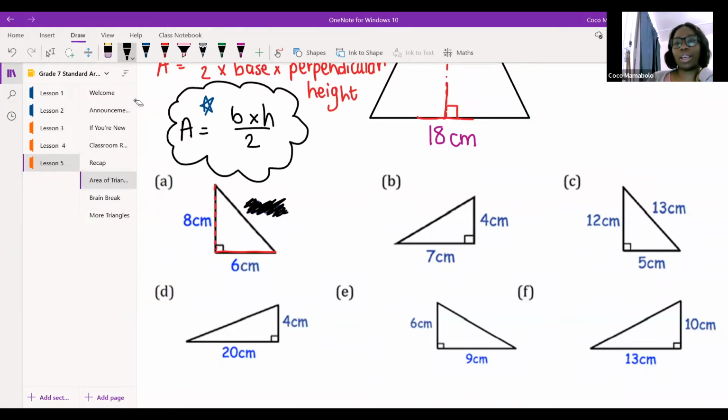Just going to write that other formula over here for those of you: half times base times height.